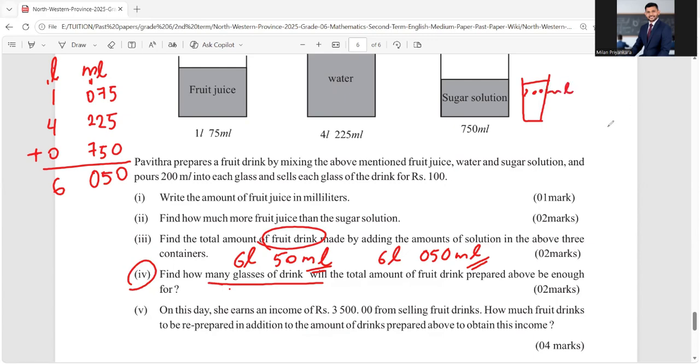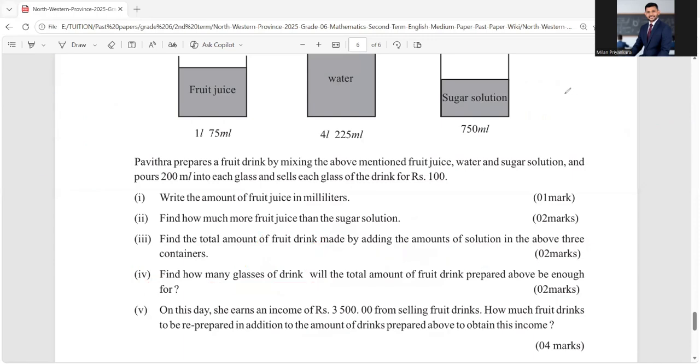Okay, then you need to see within this amount, 6 liters, 50 milliliters, how many 200 milliliters are there. For that, you have to divide this by 200. Because you need to find how many 200s are there. Right. Okay, now let's do that. So, as always, you can start like this: liters, milliliters. This is how I have taught you.